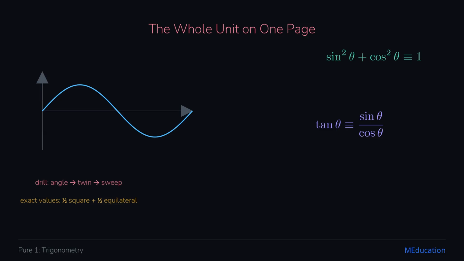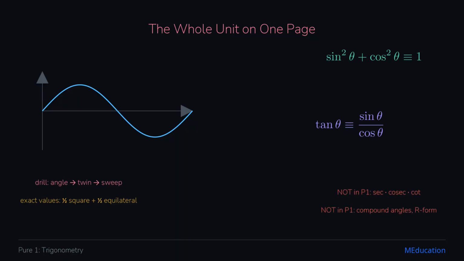When equations show up, run the drill. Calculator angle, twin angle, sweep the interval. That one habit, plus the two doodle triangles for exact values, quietly carries most of the trig marks in Paper 1. Boring, repeatable, devastatingly effective.